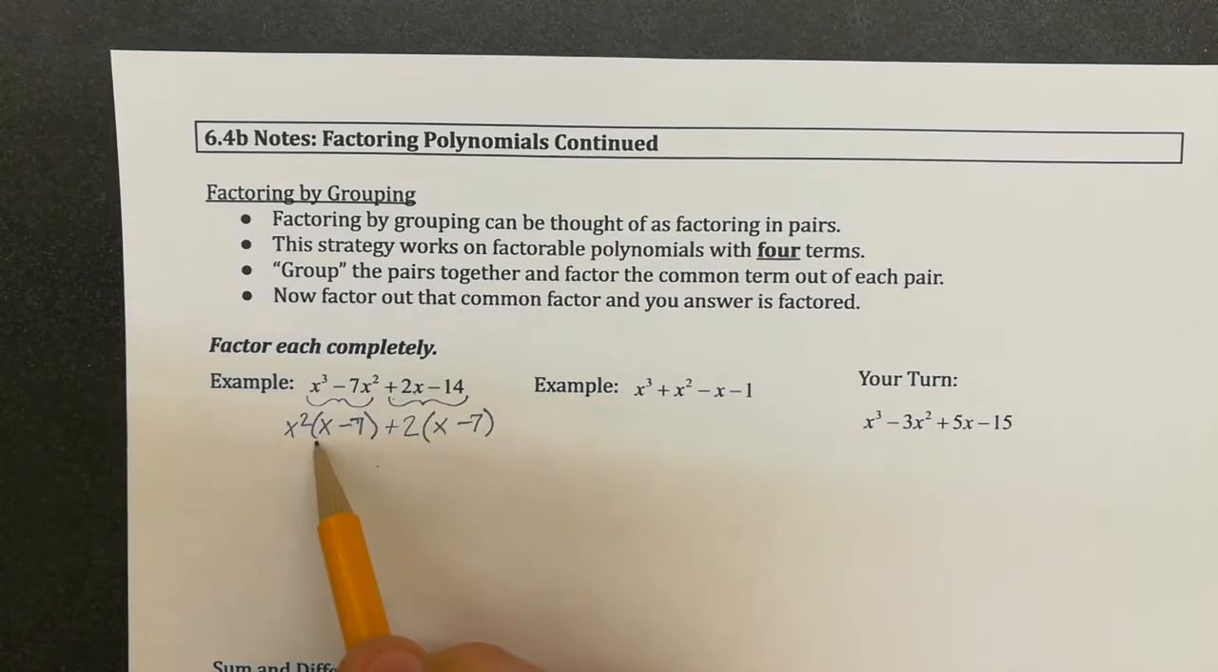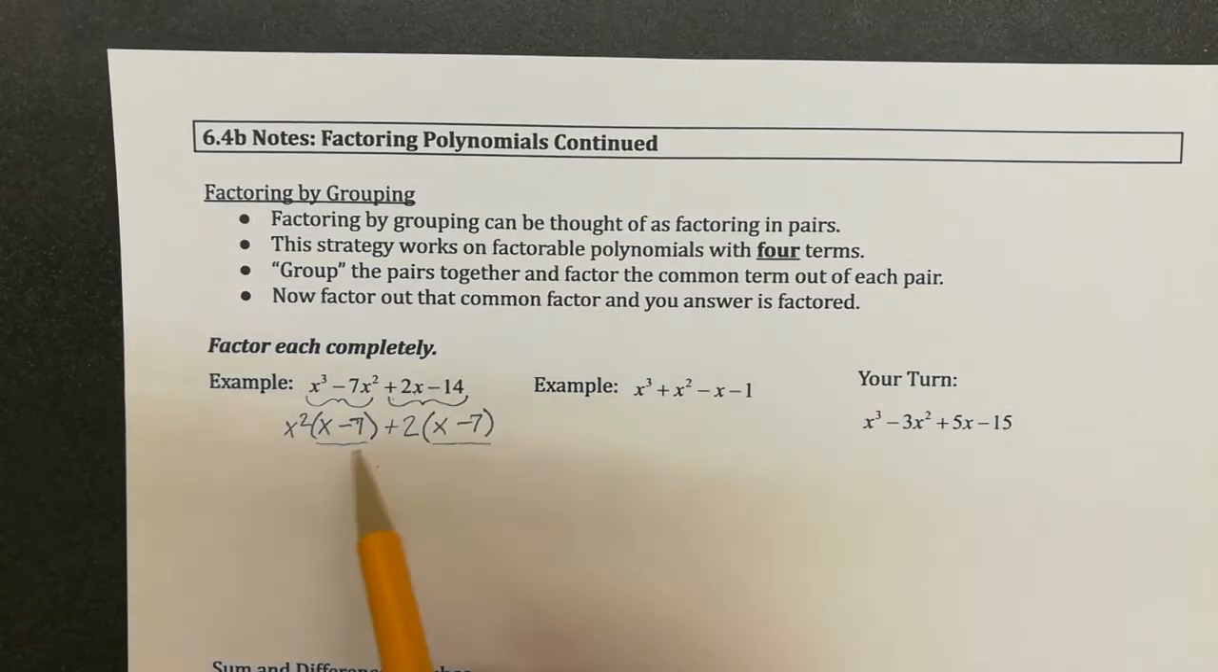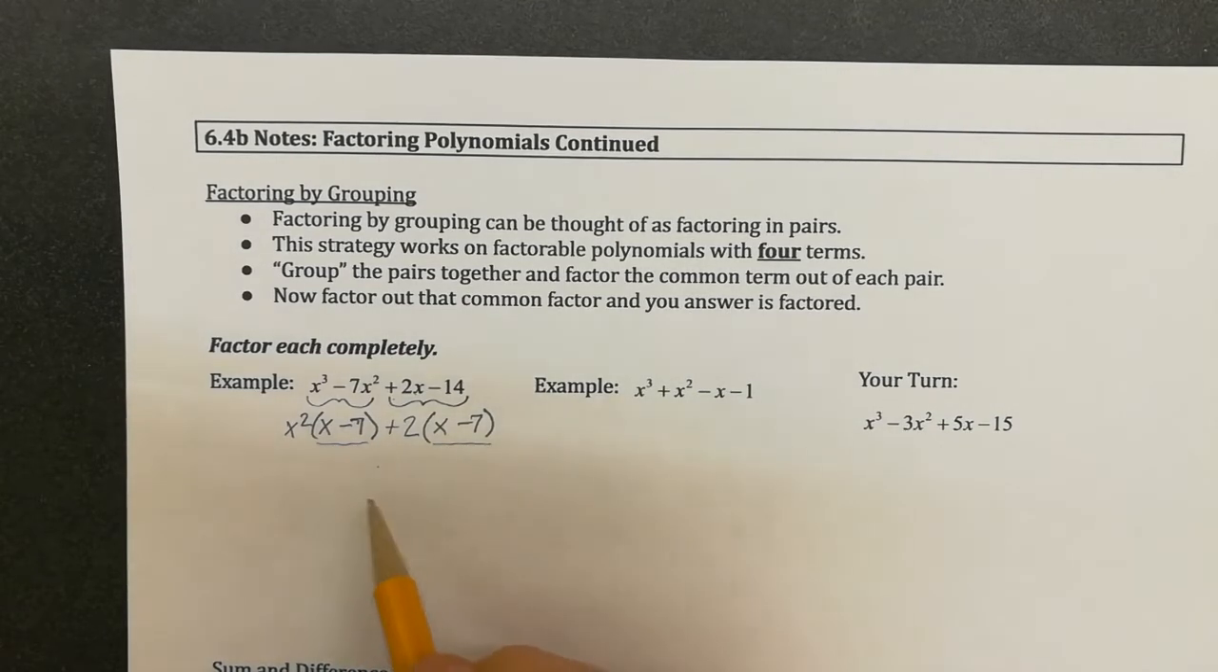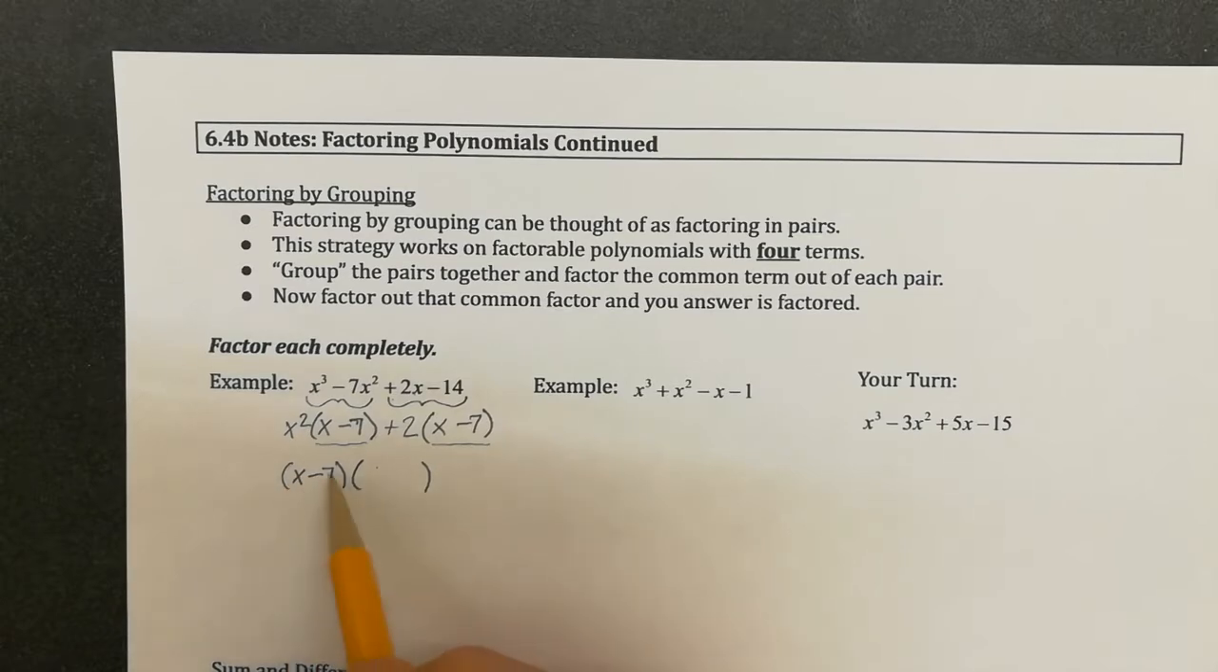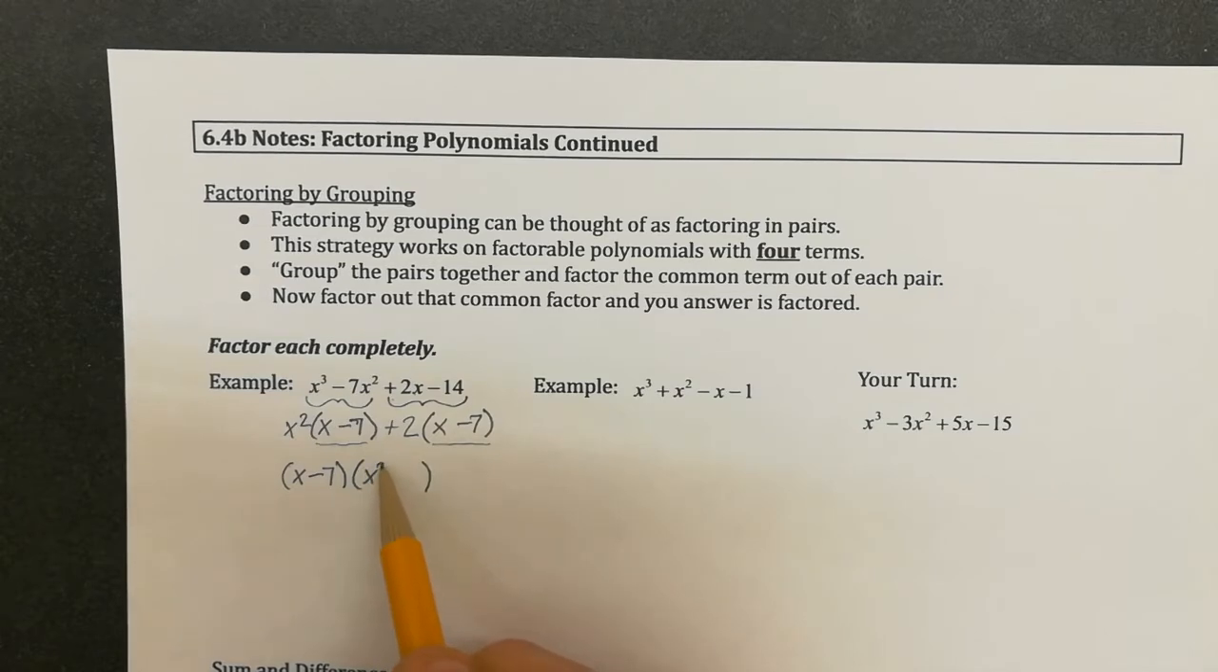You'll notice that we have the same factor here and here, x minus 7. What we can do is we can think of this as one big term, and this as one big term, and now we're going to factor out an x minus 7 out of each of those terms. So what does that look like? Well, I'm going to have an x minus 7 out front, and then what am I left with? What do I have to multiply x minus 7 by to get this? What's missing? Well, x squared is missing, so I need that. What do I need to multiply x minus 7 by to get this? Well, what's missing? 2. So I have plus 2. So there we go. That is factored. Okay?